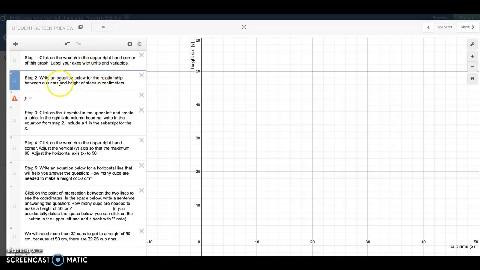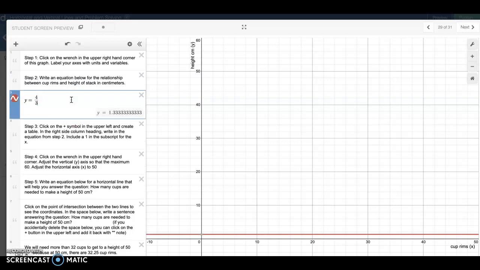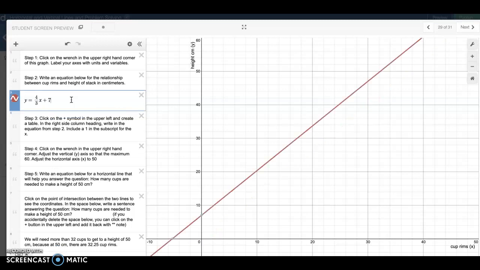The second step is write an equation below for the relationship between cup rims and height of stack in centimeters. So if you remember, the equation that we wrote for this problem is y equals 4/3 times x plus 7. And that 4/3 was the rate of centimeters per cup rim. And then this 7, which you can see down here, is the y-intercept. That is the height of the cup without the rim. So at 0 rims, the cup is 7 centimeters tall.